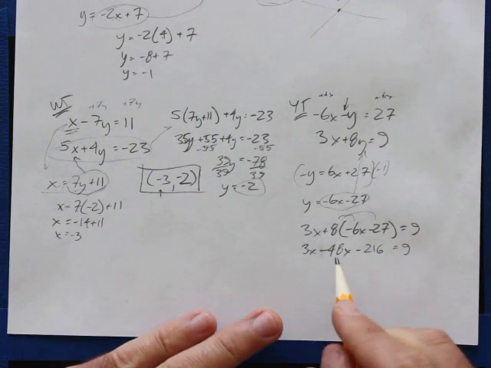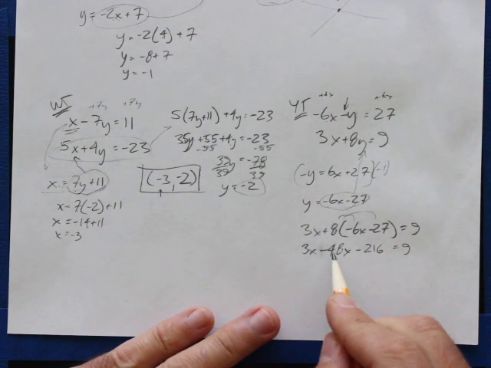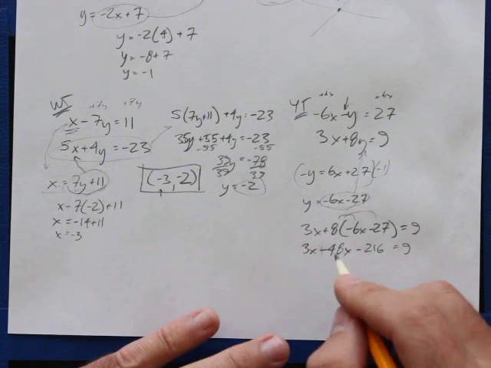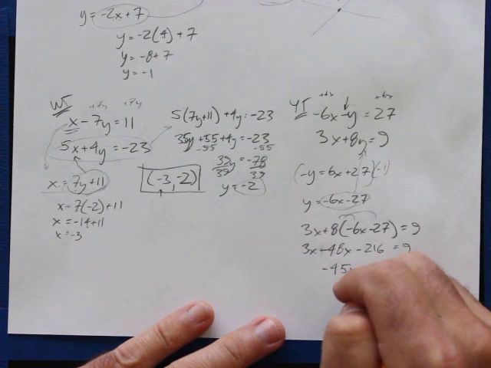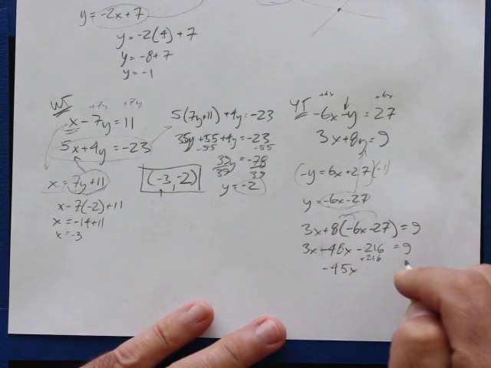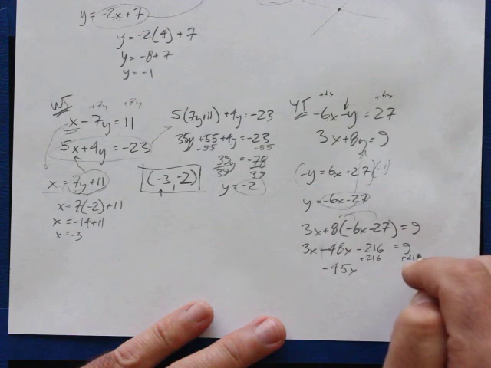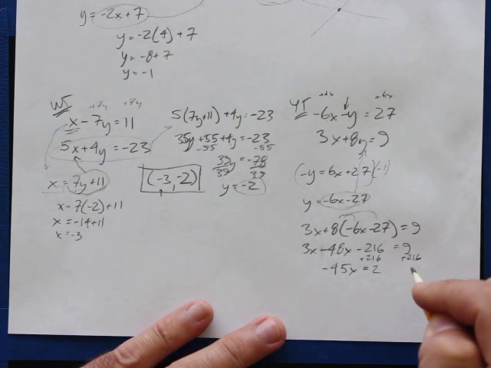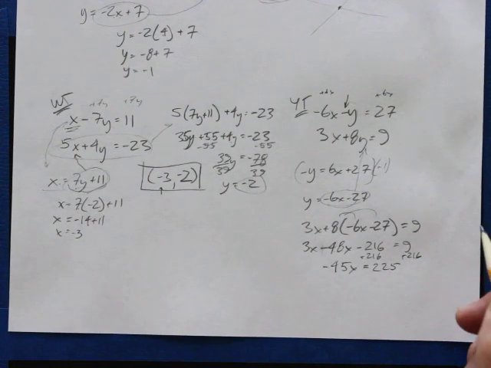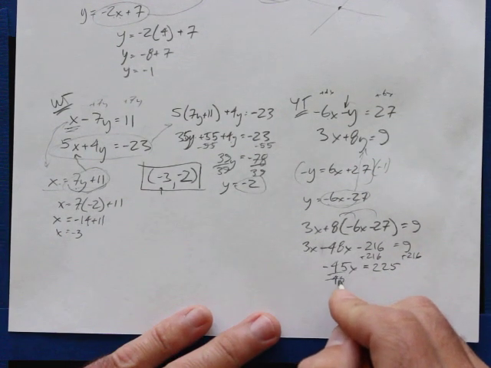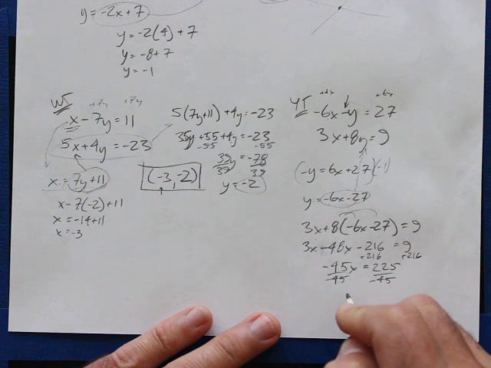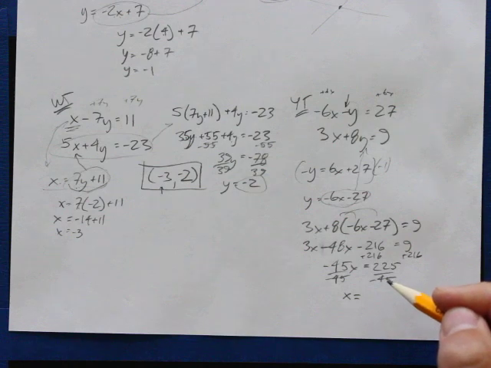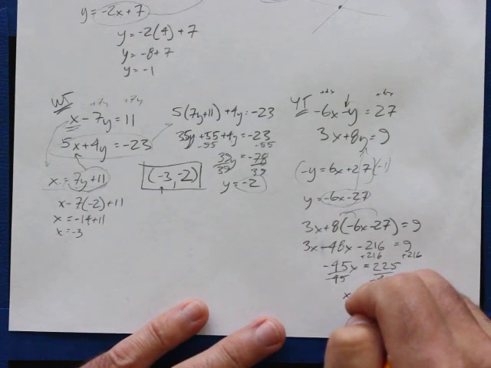I'm going to combine these two like terms. 3x minus 48x is going to give me negative 45x. If I add 216 to both sides, then I end up with negative 45x equals 225. Divide by negative 45. X equals 225 divided by negative 45, which is negative 5.